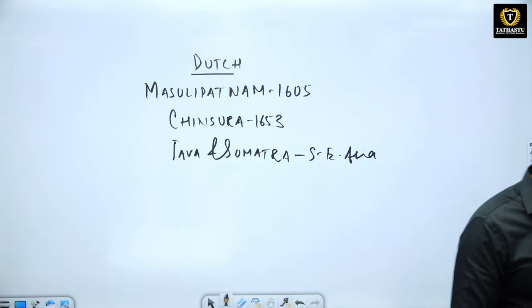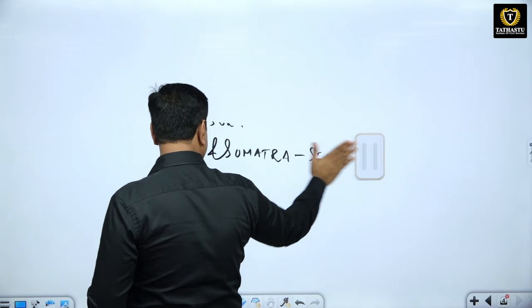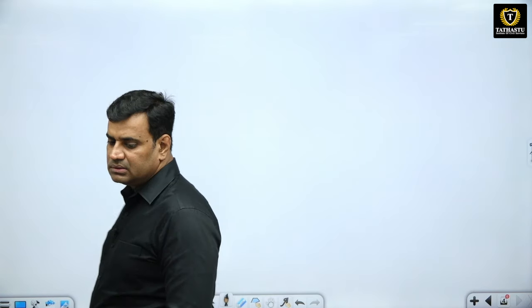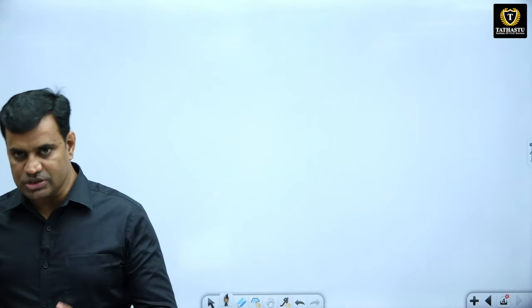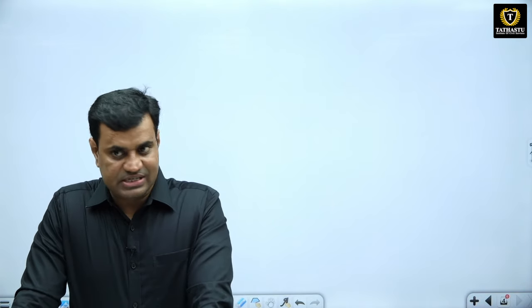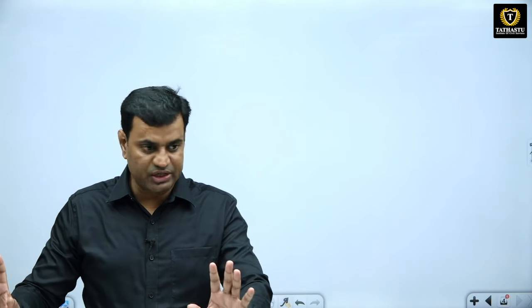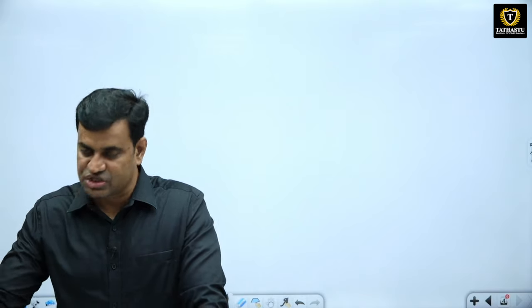The third European power to arrive in India were the British. This is the right order as well. Now we'll understand, very important, conceptually you should understand. So how did the British come to India? What were their ideas initially?